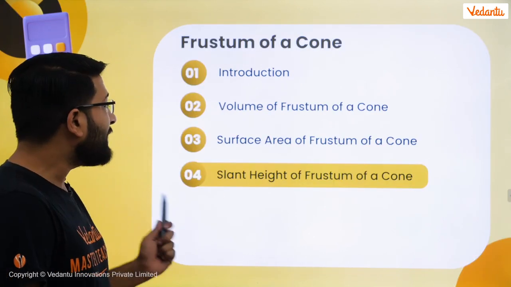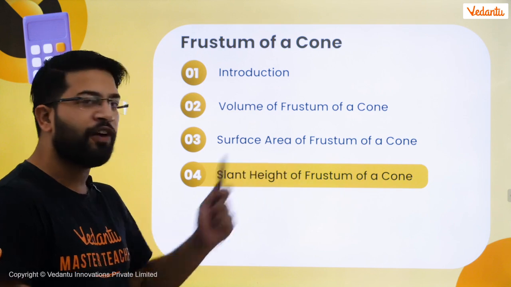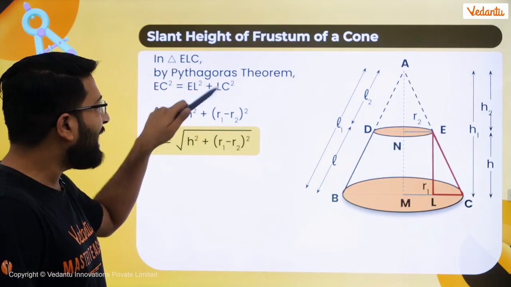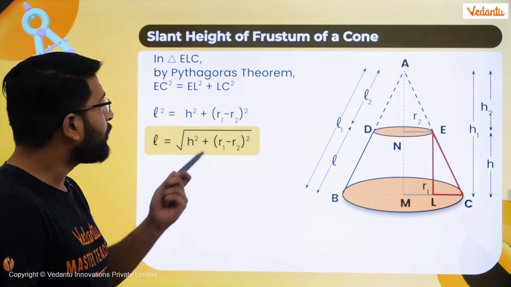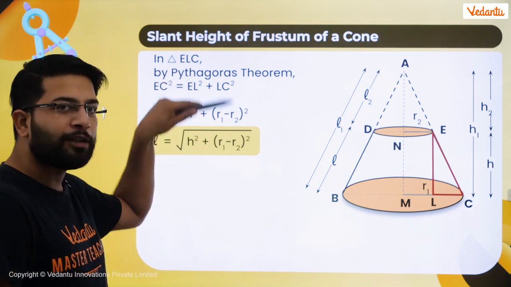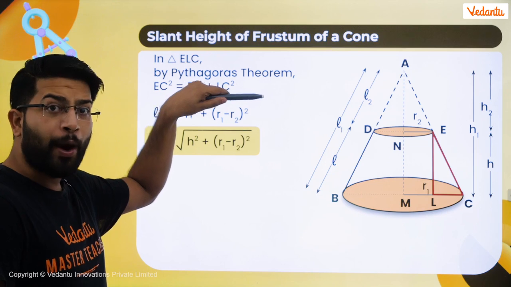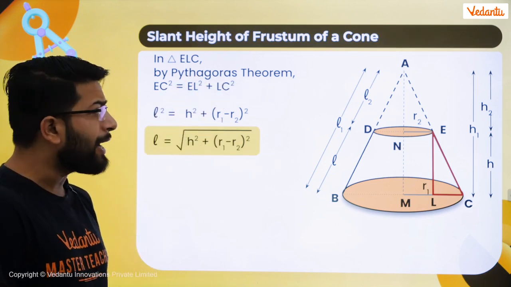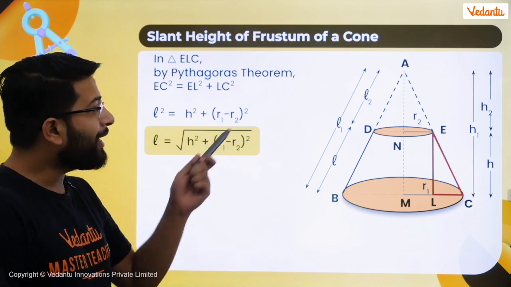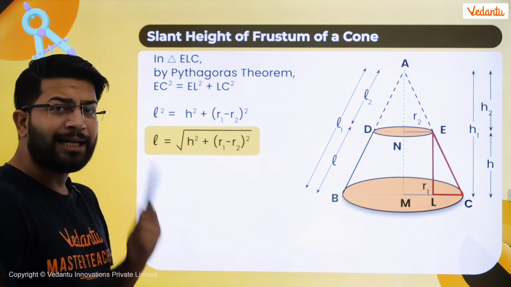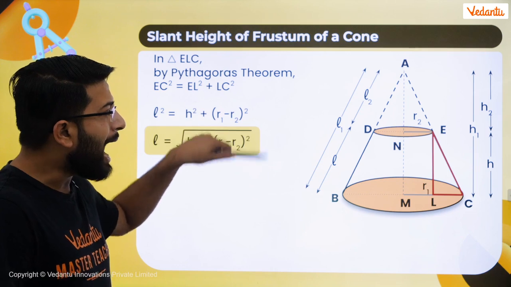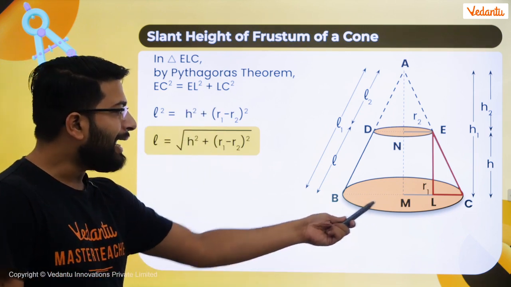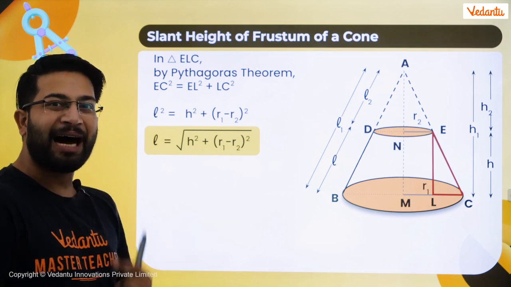Excellent, very good. So now champ, let's see the relation of the slant height of a frustum of a cone also. So champ, the slant height of the frustum is L. Yes. So we can see if we draw the perpendicular from the point E on the base of the larger cone, we are getting a right angle triangle ELC, where the hypotenuse is the slant height of the frustum, the height is the height of the frustum, and the base is LC. LC is what? R1 minus R2.